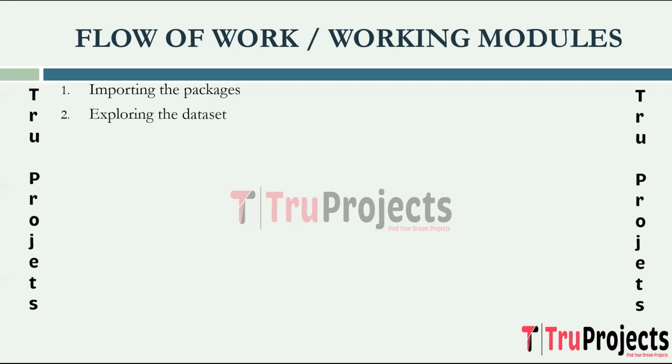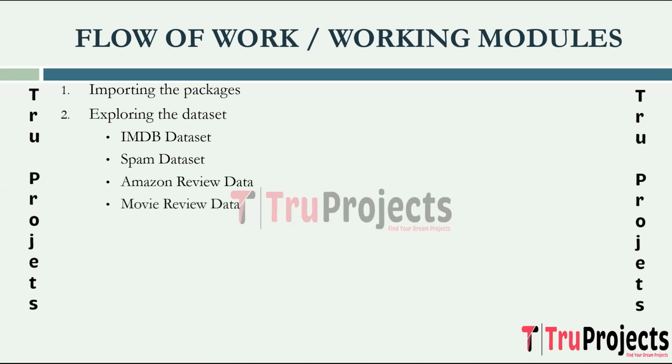Coming to exploring the dataset, here the project involves working with four different datasets, which are the IMDb dataset, Spam dataset, Amazon review dataset, and movie review dataset. Exploring the datasets includes loading the data, checking for missing values, understanding the structure, and gaining insights into the data. Coming to the next step, visualization. Visualization is performed to better understand the characteristics of the datasets. This includes plotting histograms, word clouds, and any other relevant visualizations to identify patterns or trends in the data.